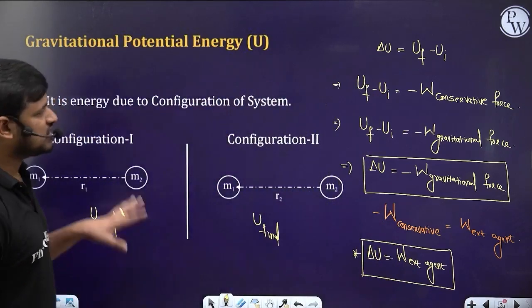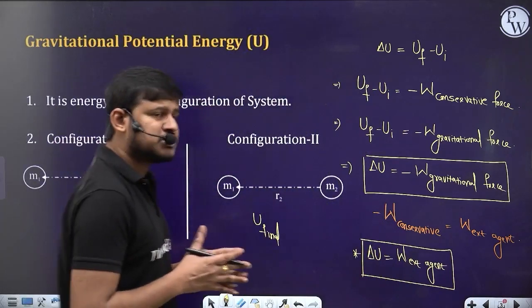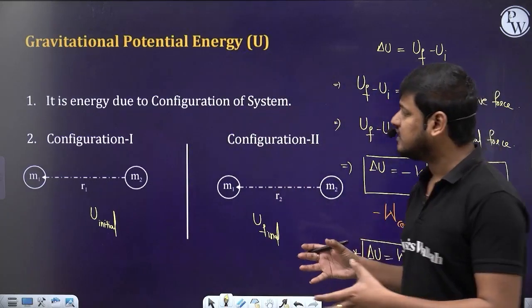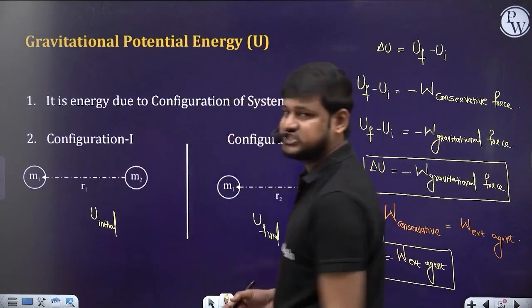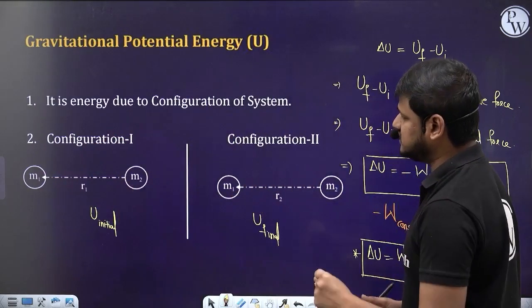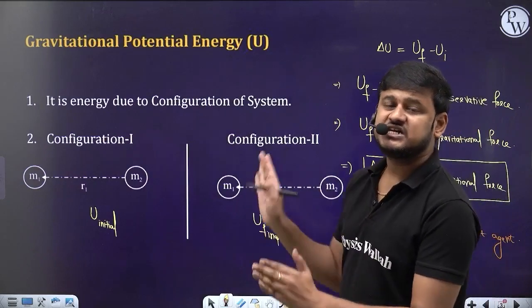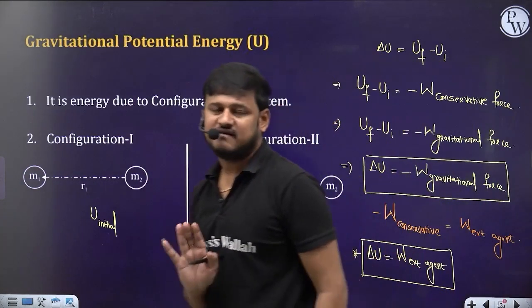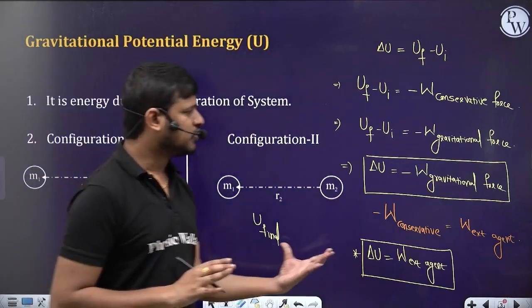So, understood the concept. The gravitational potential energy develops whenever there is a configuration change from the original configuration to some other configuration. Then the change in gravitational potential energy, which is delta U, is what we get. Okay, done.